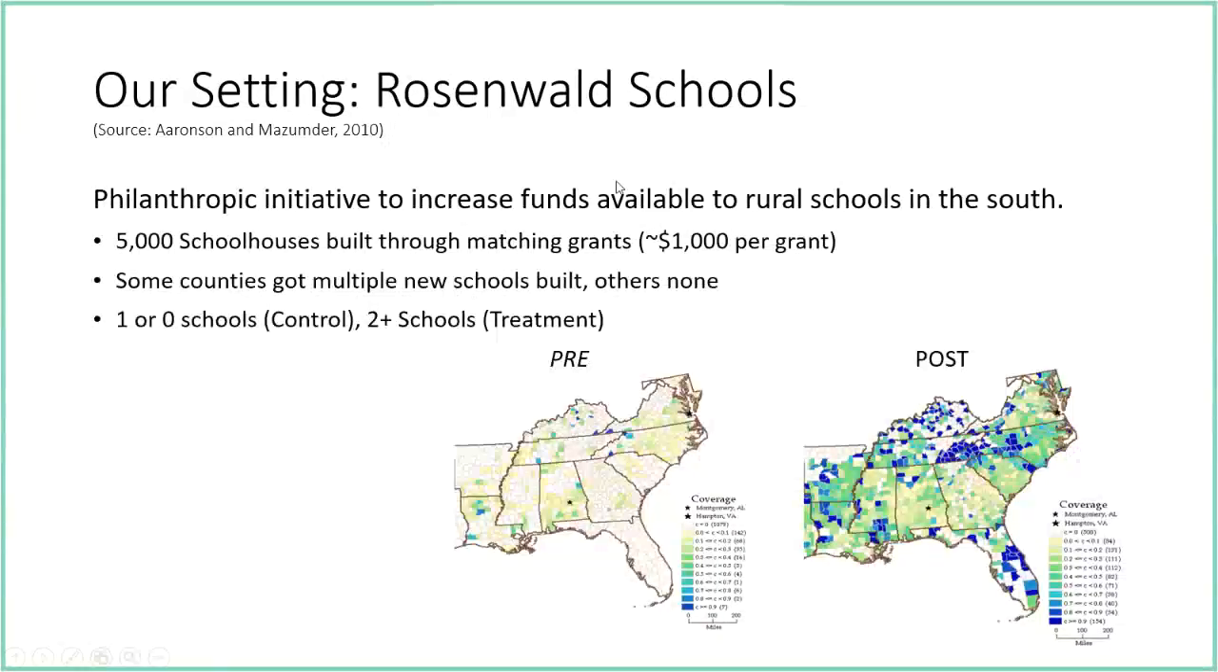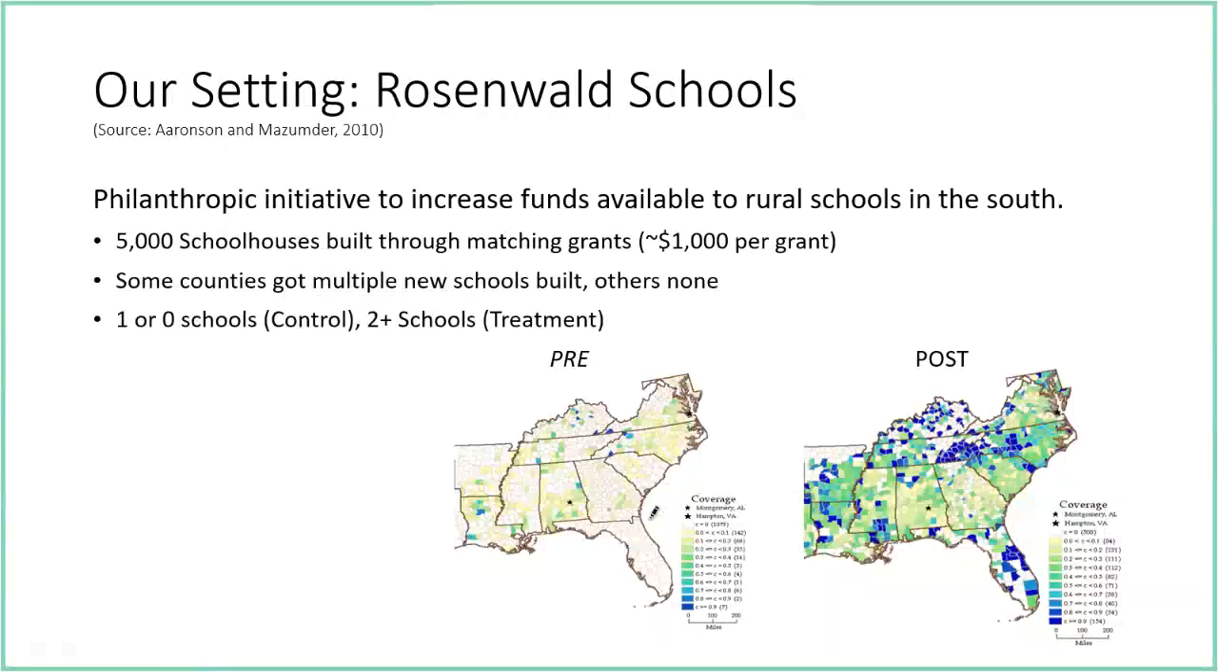So the map that you have here is a map of the number of schoolhouses in a school district that were serving non-white students in early 1900s, and this was before the Rosenwald program. And then on the right is a map of the number of schoolhouses in a school district serving non-white students after the Rosenwald program. So you see that afterwards there are still white counties that don't have any color. So these are counties that still don't have any non-white schoolhouses, but there are so many more than there were before.